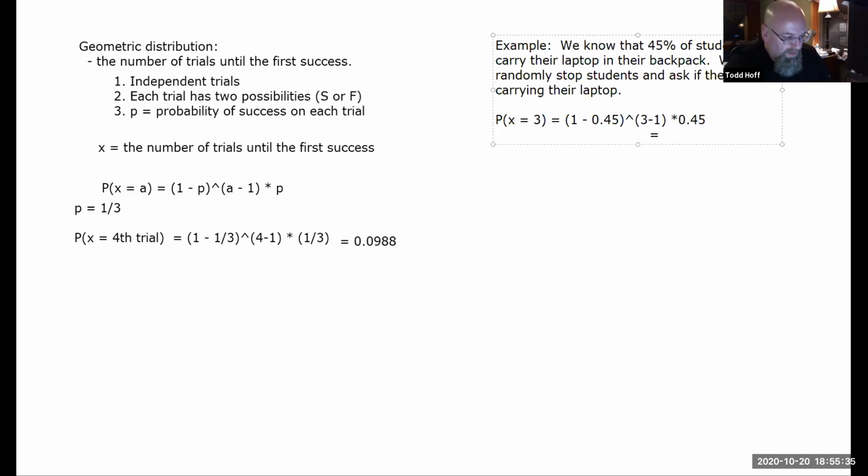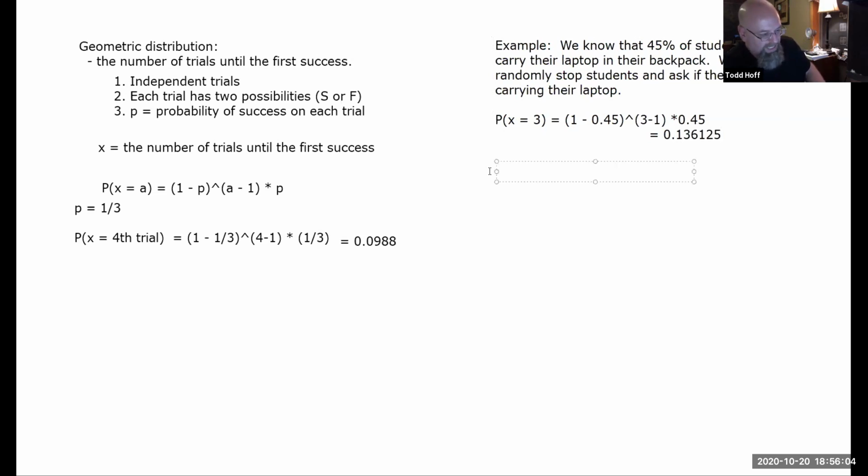So I'll calculate that off screen. I know that 1 minus 0.45 is 0.55, so that's the power of 2. Make sure you arrow out of that, times 0.45. That gives you 0.136125. Now, normally we'd probably round that off to 0.1361, but I left it because it does terminate pretty quickly there.